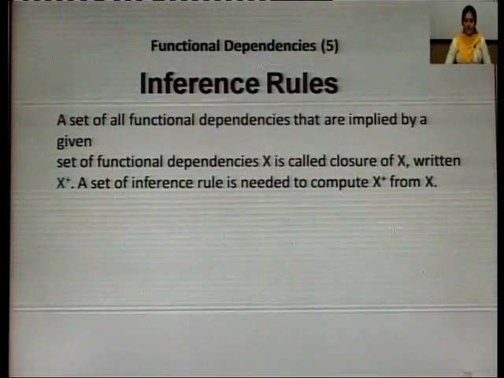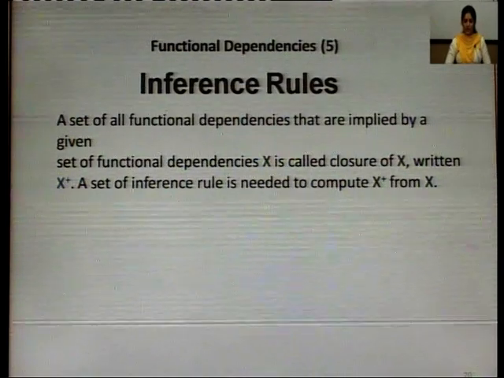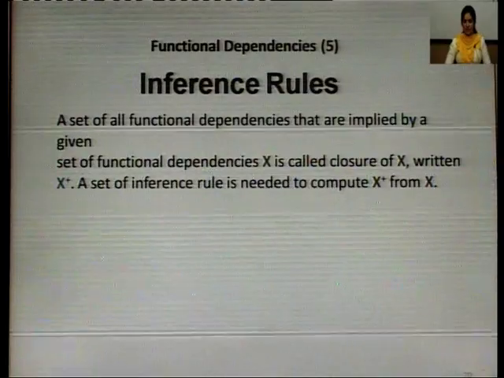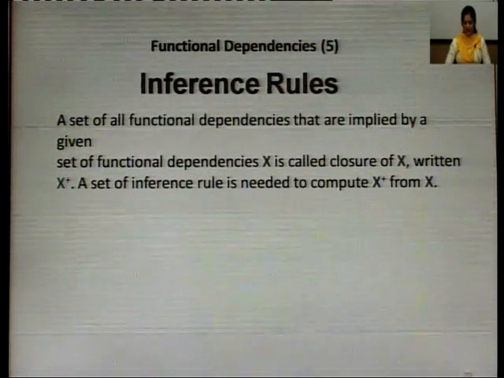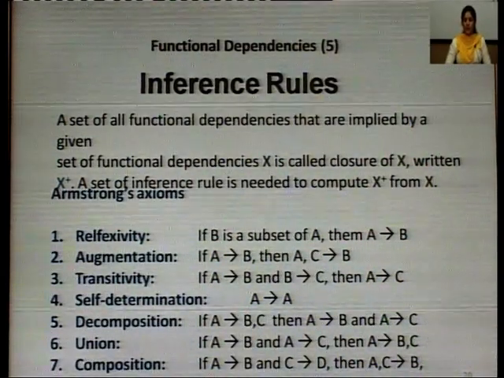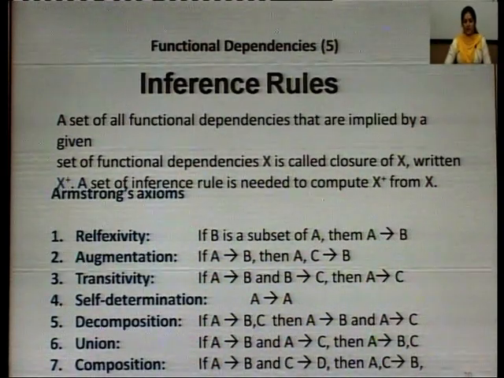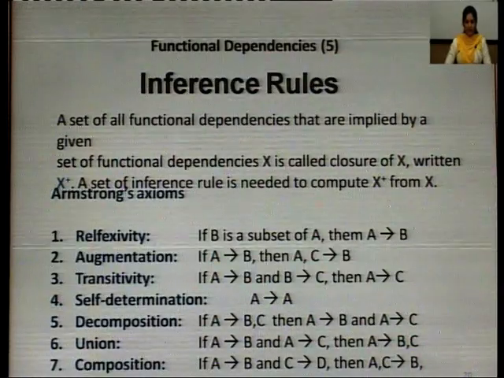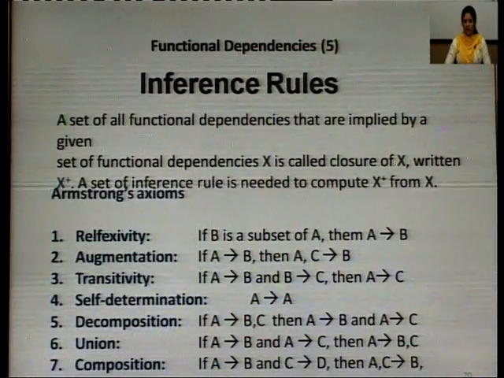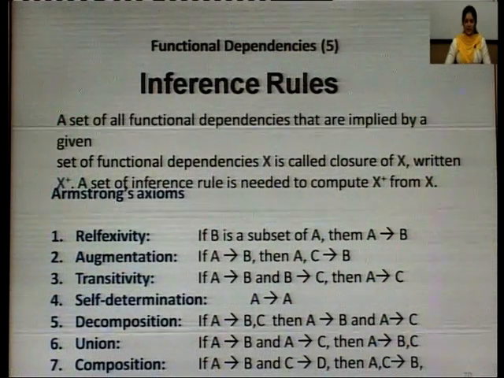Now what are the inference rules? Inference rules are basically the set of all functional dependencies that are implied by a given set of functional dependencies. X is called the closure of X, written X plus. A set of inference rules is needed to compute X plus from X. There are axioms like reflexivity, augmentation, transitivity, self-determination, decomposition, union, and composition. All these come from the set theory of mathematics.